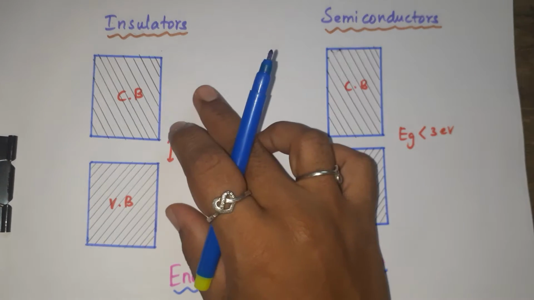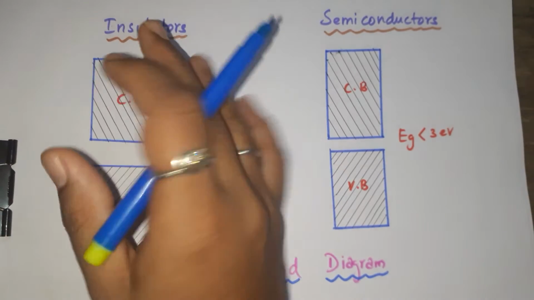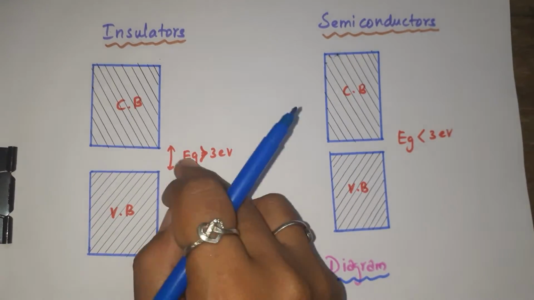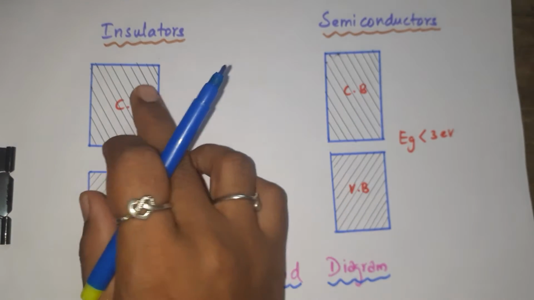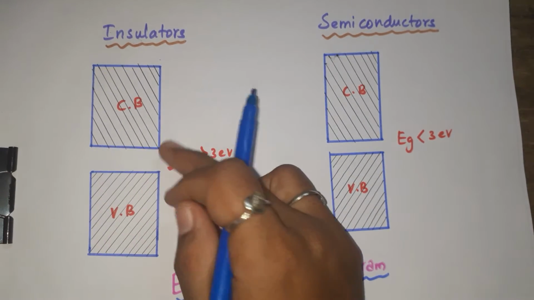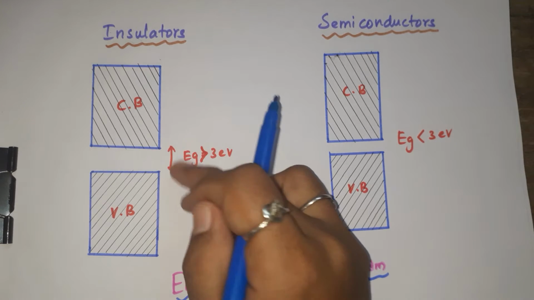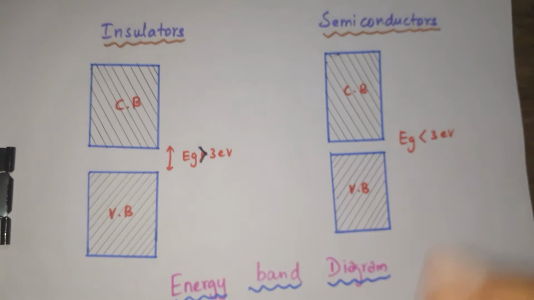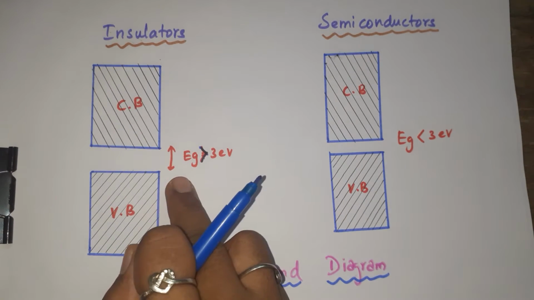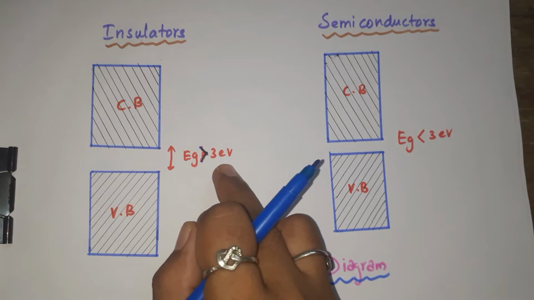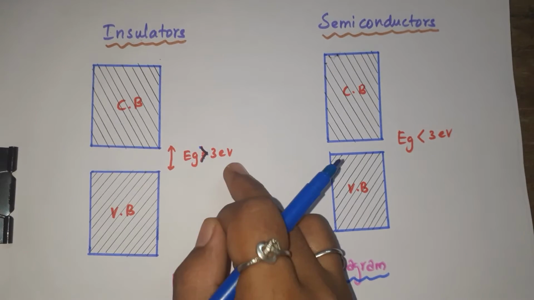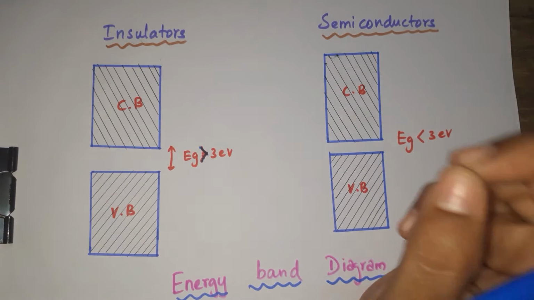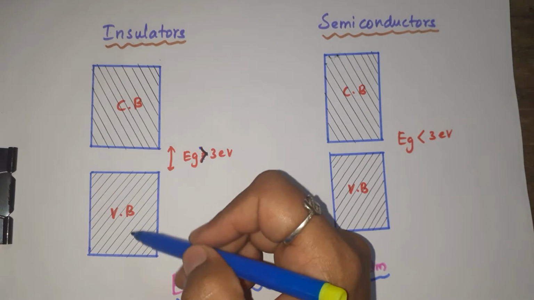So what is an insulator? An insulator is one which does not carry current, right? We'll look at the energy gap value here. In the case of insulators, there is a large gap, that is, the energy gap is greater than 3 electron volt. EV is electron volt, between the valence band and conduction band. So is there any chance of electrons moving from here to here?